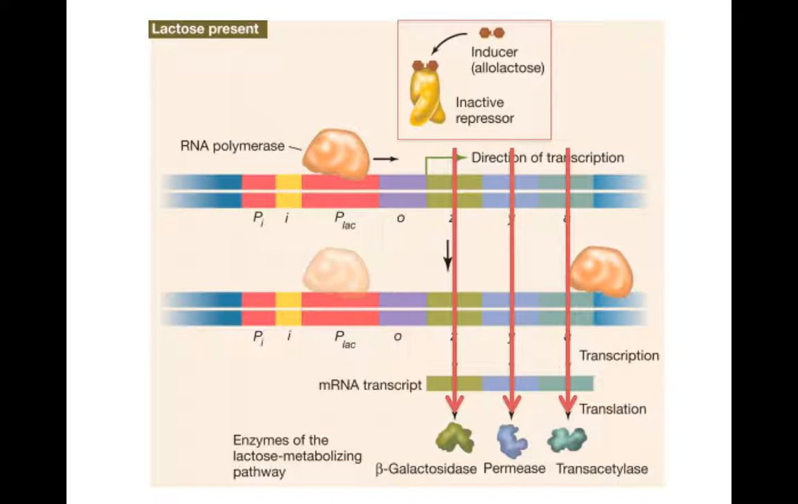But even when lactose is present, the cell prefers to use glucose as an energy source. It would be wasteful to be breaking down lactose at such a high rate when there is glucose available that the cell prefers. So how does the cell ensure that it's preferentially using glucose when both glucose and lactose are present?